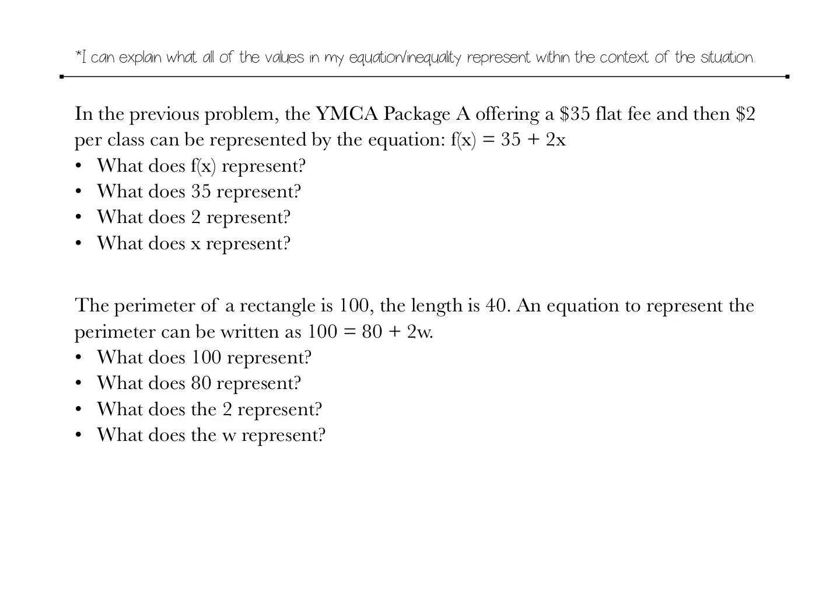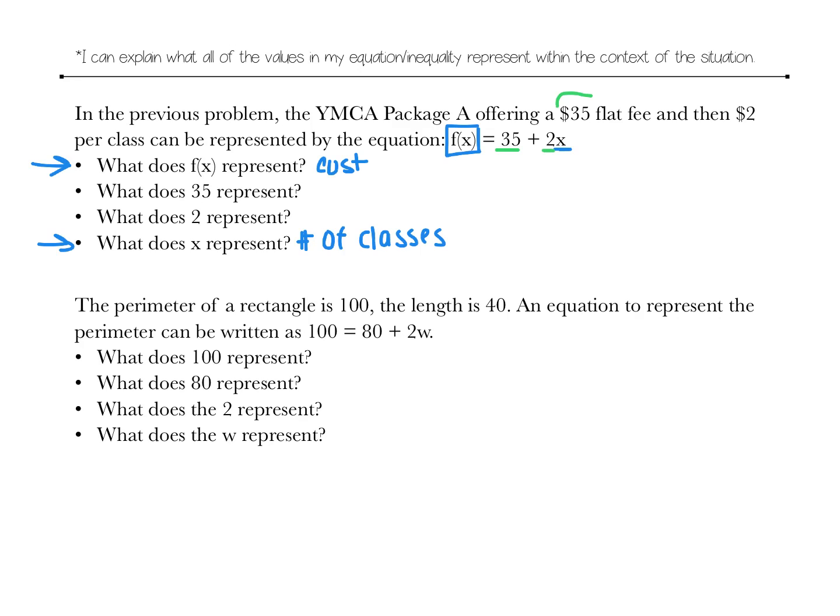So the easiest thing is to always start with what x and what f of x represents. So x is going to be the number of classes. We already said that. And then f of x, which is the output, depending on how many classes I take, my cost is going to be dependent on the number of classes. So now what we have to do is define the 35 and the 2.